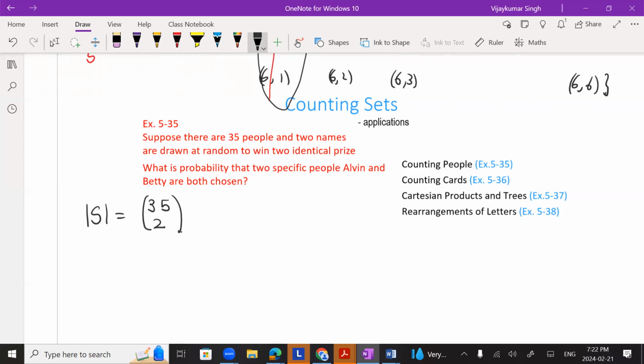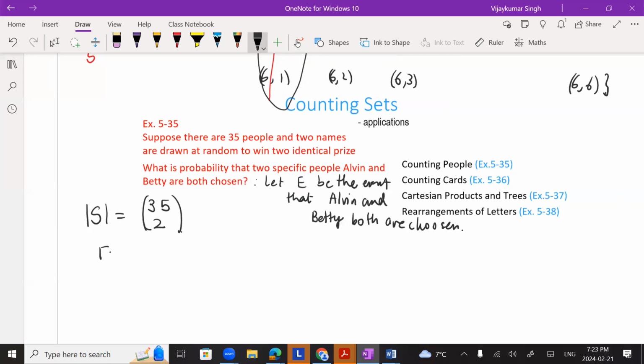Now, what is the probability that two specific people, Alvin and Betty, are both chosen? How many ways can that happen? Let's call this event E. Let E be the event that Alvin and Betty both are chosen. Now we are interested in the size of E.